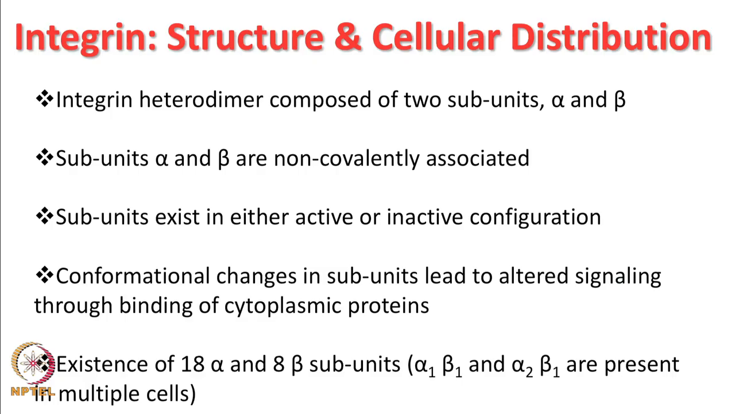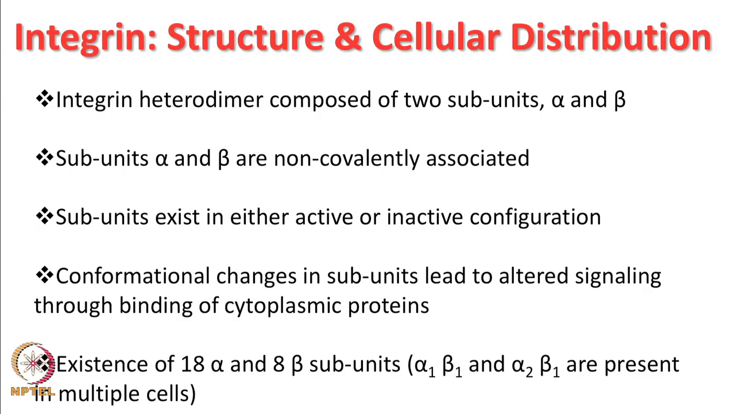Okay. So, if you look at the structure of integrins, they are non-covalently associated heterodimers. They have two units, alpha and beta, and hence are called a heterodimer, and these units associate in a non-covalent manner depending on the outside signal. Okay. So, these subunits come together when they are active. Okay. And this conformational change in the subunits actually leads to signaling through binding of cytoplasmic proteins. So, you have various combinations of integrins possible, actually 18 alpha and 8 beta subunits have been determined. Okay.